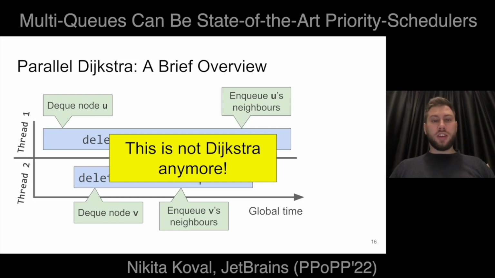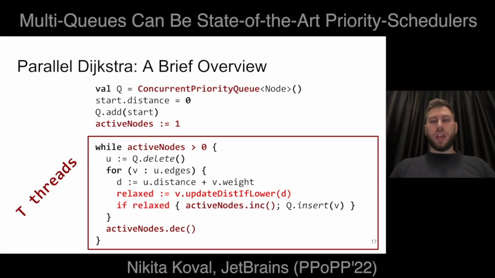Thus, it's not the Dijkstra algorithm anymore, because when the node V adds its neighbors to the global queue, it's not guaranteed that the distance to these neighbors is optimal, and therefore it's possible that we need to recount the distance. So the algorithm is the following. When we try to relax the edge, probably we already have some distance, but we can improve it. So we try to update the distance if it's lower, and if the relaxation was successful, we insert this node to the queue, maybe one more time.